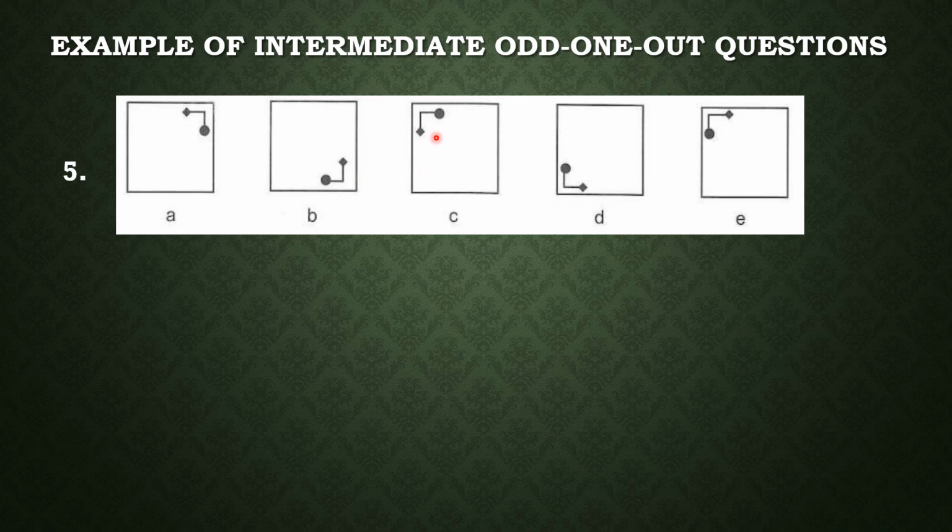Circle is at first and there is a diamond. But in this example, if we see, there is a diamond first but circle second. So in that case, we can say the clue is a position of circle and diamond, and the option E is not following the rule of having circle at first position.